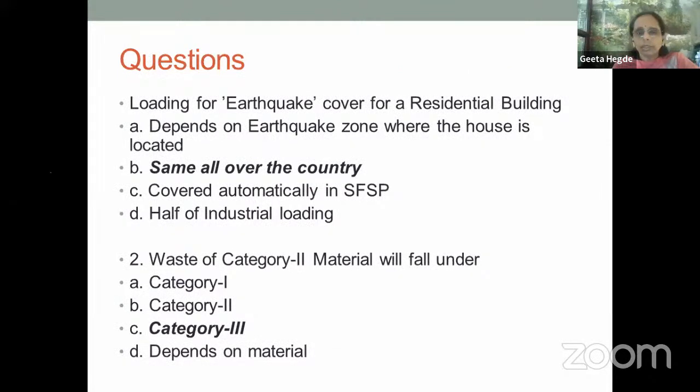Now, loading for earthquake cover for a residential building depends on the earthquake zone where the house is located, same all over the country, or covered automatically in SFSP. Half of the industrial loading.